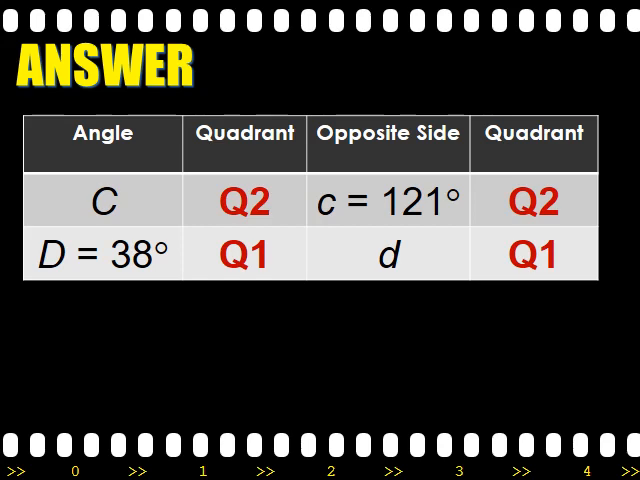The answer. So, mapapansin nyo, itong angle C, nasa quadrant 2 siya kasi 121 degrees eh. So, angle between 90 and 180. Ibig sabihin, kung ito ay nasa quadrant 2, si angle C dapat nasa quadrant 2 din. So, ito naman si angle D, since 38 degrees siya, ang value na to is nasa quadrant 1 kasi between 0 to 90 degrees. So, since nasa quadrant 1 siya, ibig sabihin, ang opposite side niya na si side D, dapat nasa quadrant 1 din.